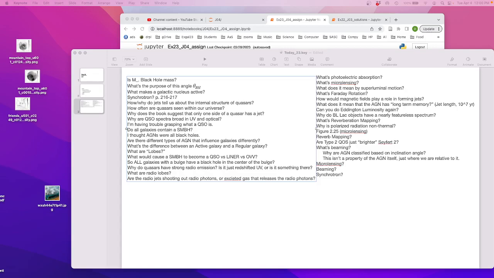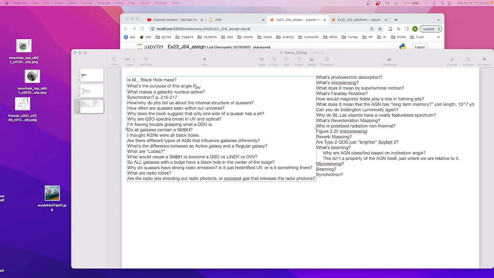Trouble grasping what a QSO is. So a QSO is a really bright thing. There's a couple of ways that you could say what a QSO is. A QSO is really an observational definition. It's a thing we see in the sky that is way brighter than a star. That's it.